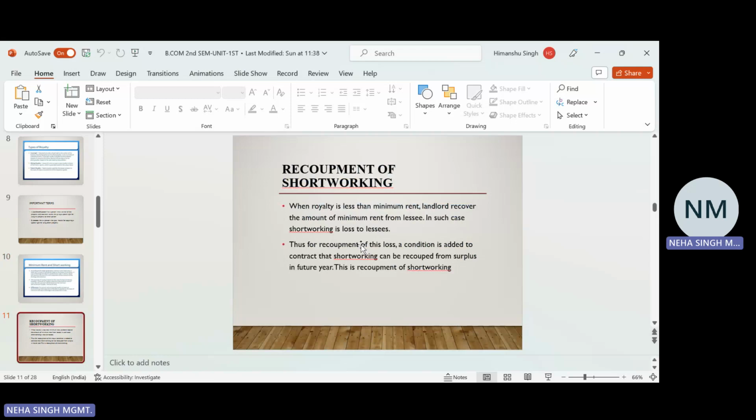Then recoupment of short working. What do you mean by the term recoupment? Recoupment means recover, right? Recover of short working, यानी कि जिस भी साल आपका प्रोडक्शन कम हुआ है, लेकिन नेक्स्ट ईयर आपका प्रोडक्शन ज्यादा हो गया, तो रॉयल्टी का अमाउंट ज्यादा हो गया आपके मिनिमम रेंट से. तो जिस भी साल आपकी शॉर्ट वर्किंग हुई थी, वो नेक्स्ट ईयर के सरप्लस से राइट ऑफ हो जाती है.